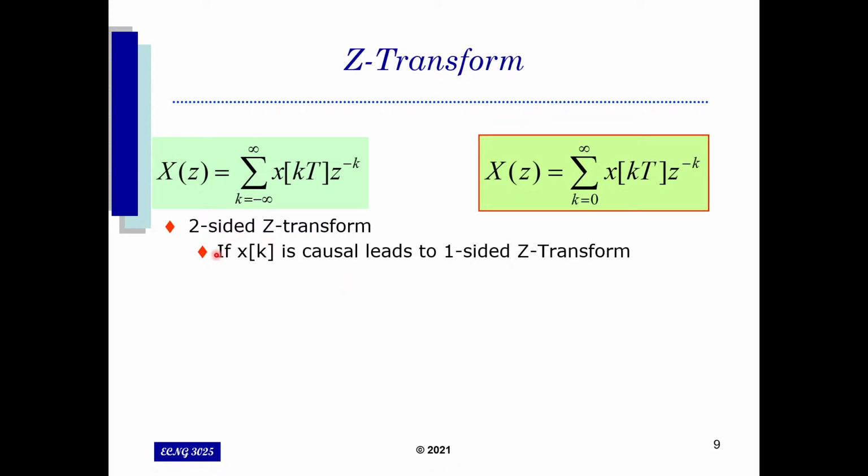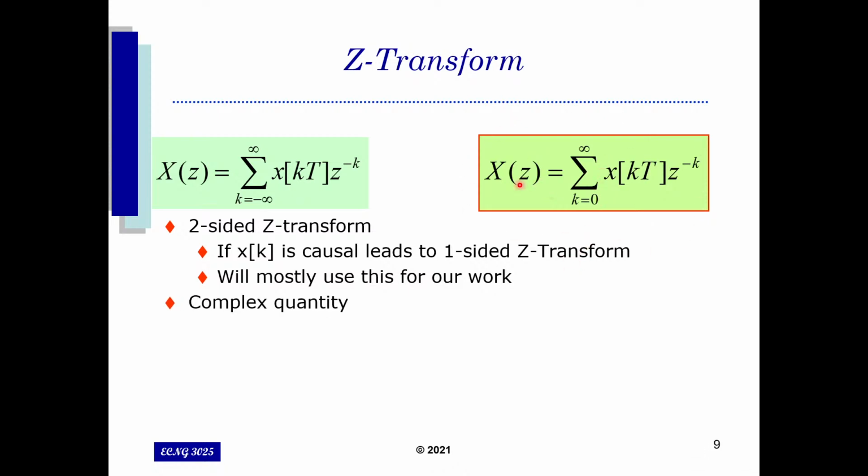However, because we're dealing with causal signals, we're only going to be dealing with the one-sided Z transform, where k goes from 0 to positive infinity. The right-hand side of the equation basically remains the same regardless. The only thing that is different is the limits that determine if it's two-sided or one-sided. So, like I said, we're mostly going to be using the one-sided Z transform throughout the entire course.